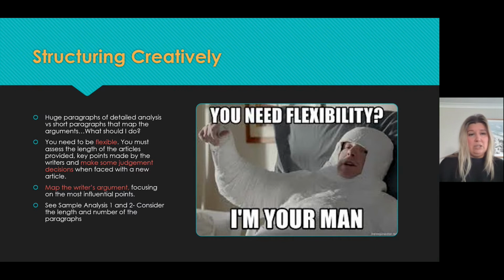You make the judgment decisions when being faced with new materials. Map out the writer's arguments, focus on what are the most influential points. You're not going to be able to analyze everything, but you have to make the judgment call on what is most influential. And unfortunately, again, it just comes down to practice. Have you exposed yourself to a range of different trial exams? If you haven't, you need to start doing that immediately.